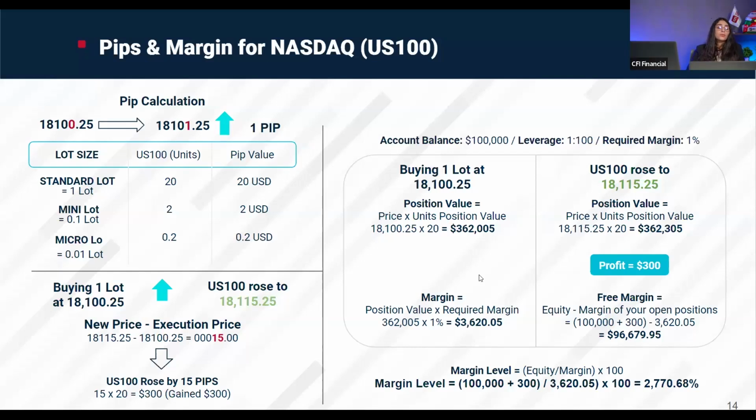In this case, it's $3,620.5. So I will have $96,679.95 left in my account to do further trades.